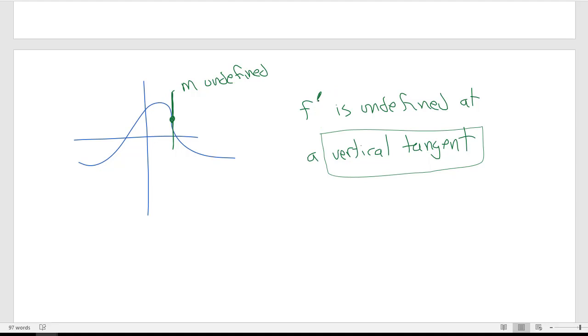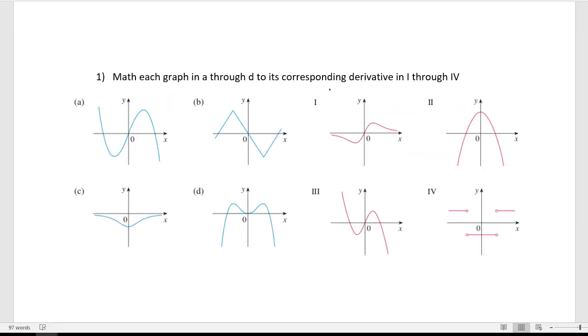Okay, let's get a little bit more practice with this. All right, let's take a look at this example. And what I want you to do for me, based on everything we've talked about up to this point, I want you to pause the video. And I want you to try to do this problem without me first, and then we'll go over this together.